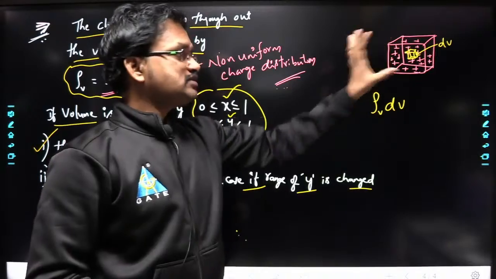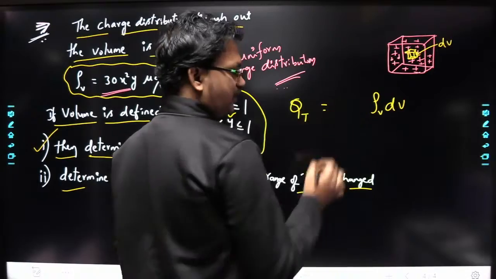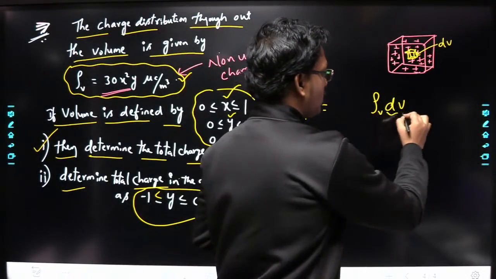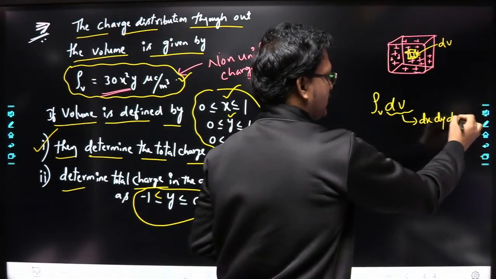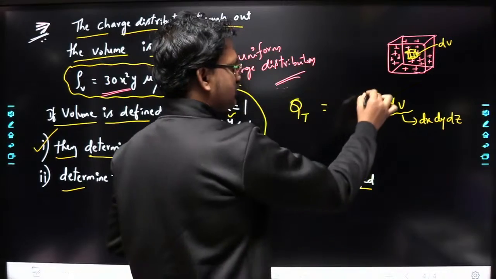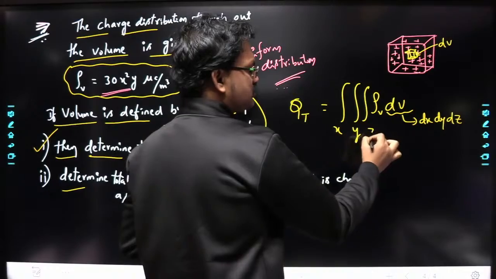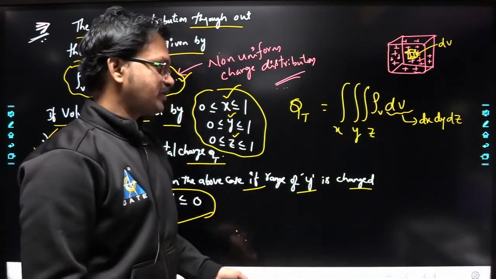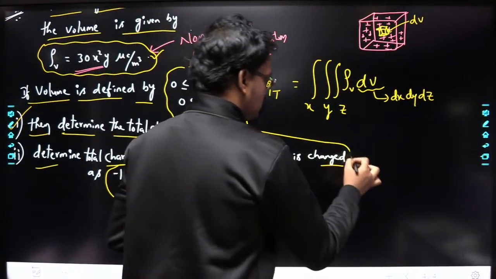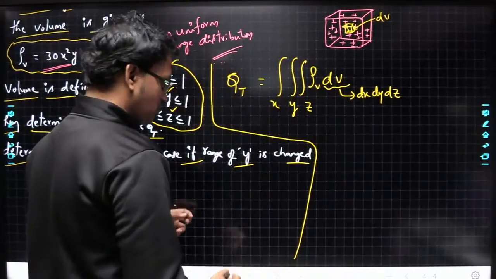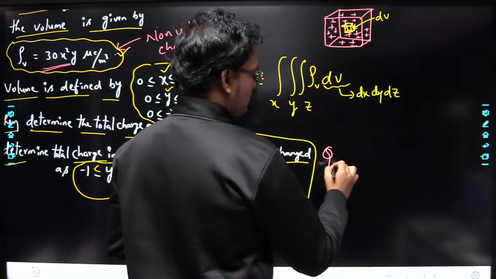Now if you want the total charge here, what you have to do? You have to integrate. With respect to what? Here dV means what? How many variables are you going to have? You are going to have three variables: dx, dy and dz. So you have to integrate with respect to x, with respect to y and with respect to z. That is going to give you the total charge.